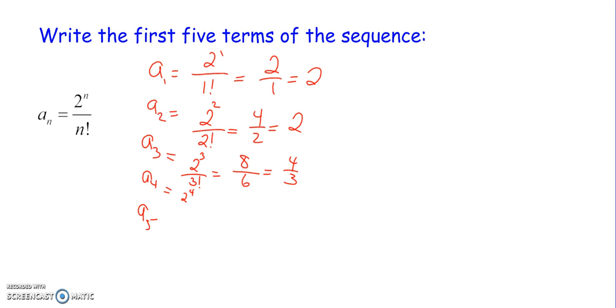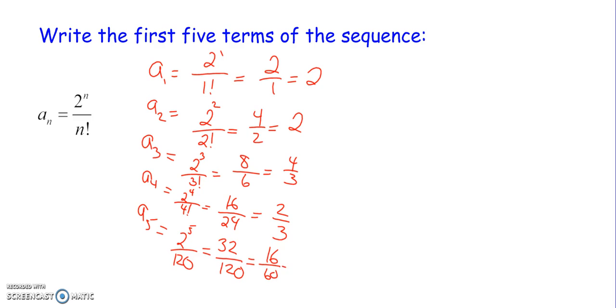A4, 2 to the fourth over 4 factorial. So that's 16 over 24, which is 2 thirds. And last, the 5th term, 2 to the 5th over 5 factorial, which is 120. That's 32 over 120, so what's that reduced to? 16 over 60. We can do 8 over 30. We can go one further, 4 over 15. So there's your first 5 terms. No calculator needed.